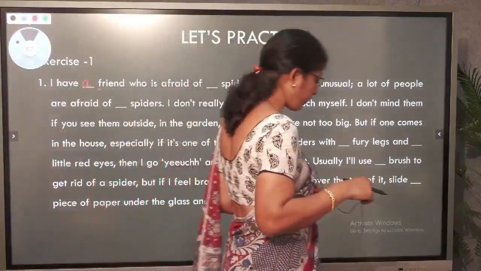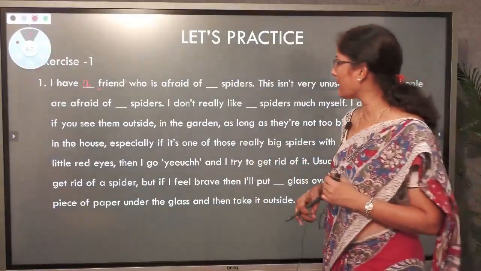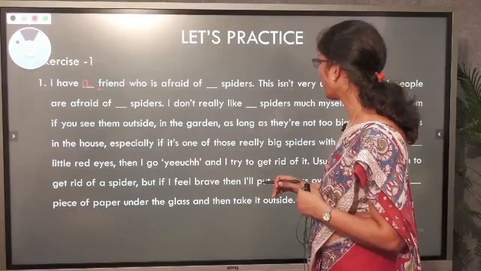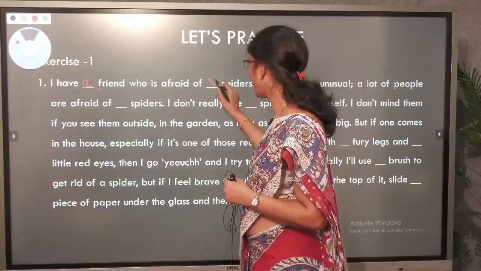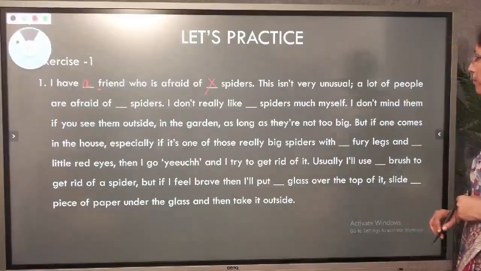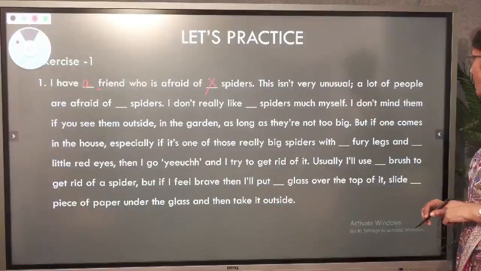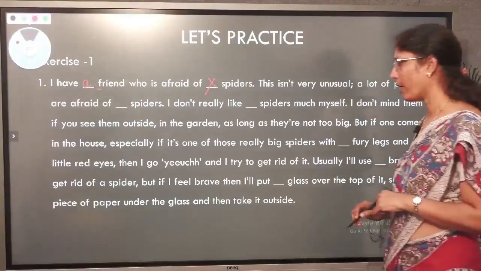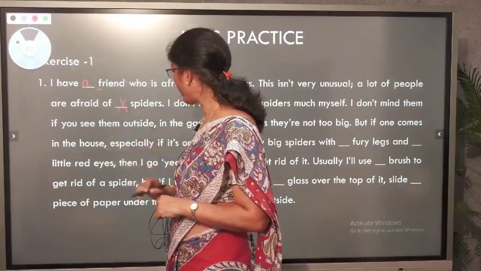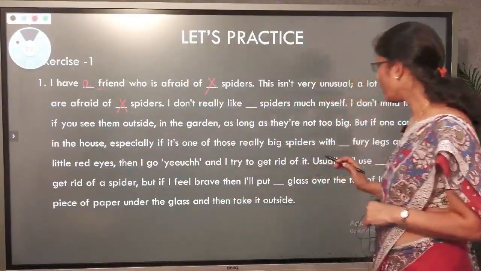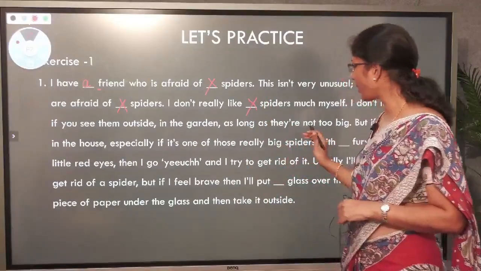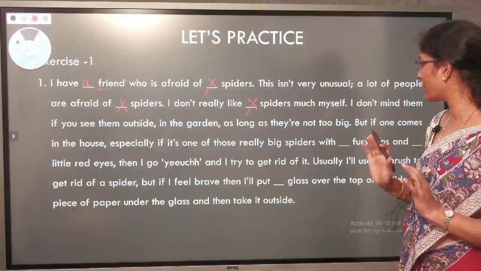Next, who is afraid of spiders? Spiders in general. It's not specific, it's non-specific, so there is no article. We don't use an article before general things. Next, this is not very unusual. A lot of people are afraid of spiders. That means generally a lot of people are afraid of spiders. I don't really like spiders. That means you are not talking about any particular spiders. You are talking about spiders, that's all.